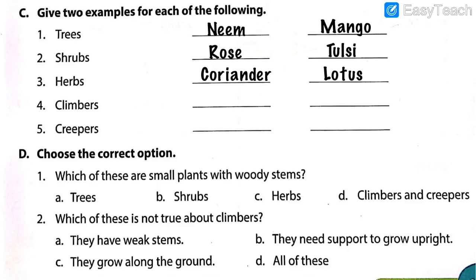Coriander, and lotus. So there are two types of herbs: coriander and lotus.